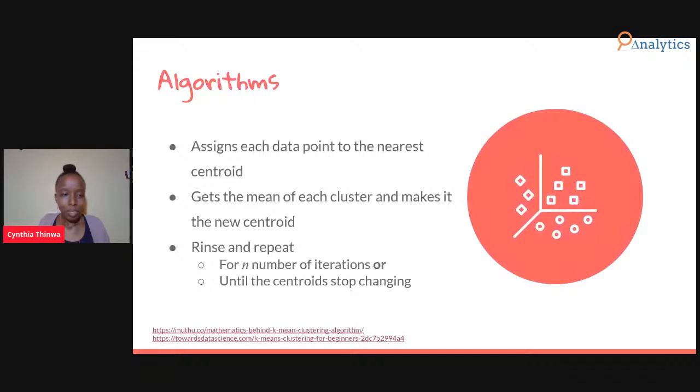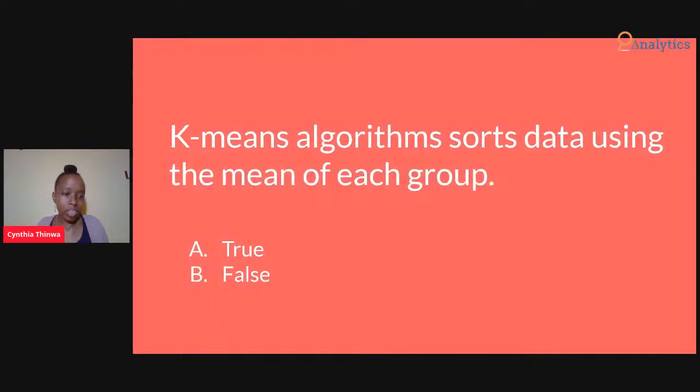Okay. So now that you've seen the k-means algorithm, I want you to answer this question. K-means algorithms sort data using the mean of each group. Is it true or false?